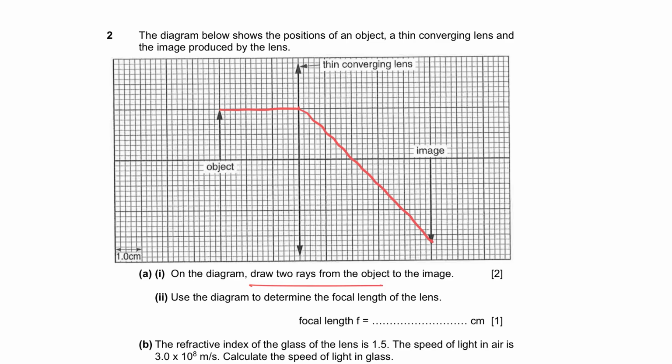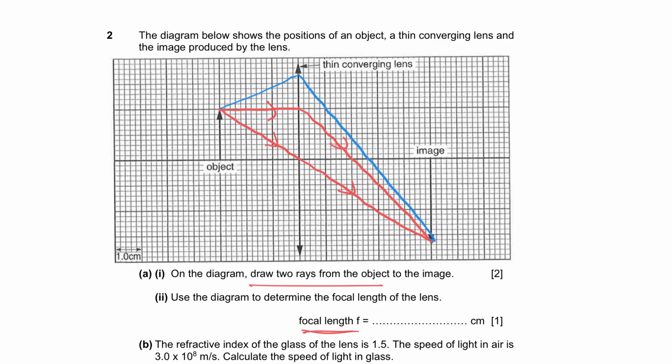So let's draw another one. If it passes through the optical center, it will just go straight and then hit here. And do not forget your arrows. All right, so actually it is not wrong to draw any two rays. If you draw it here, hits here, and then you draw it here, I can accept those blue rays also because they are true. Okay, next you are supposed to find the focal length.